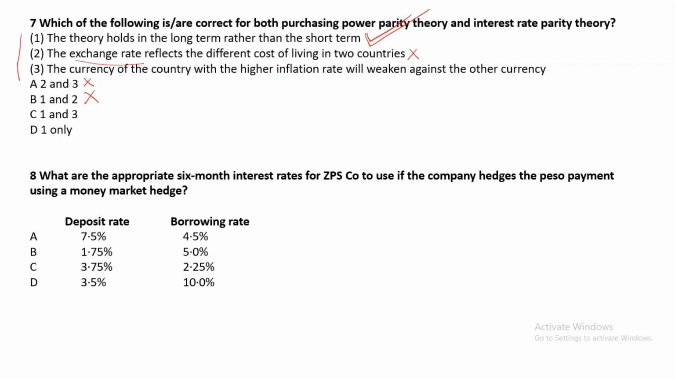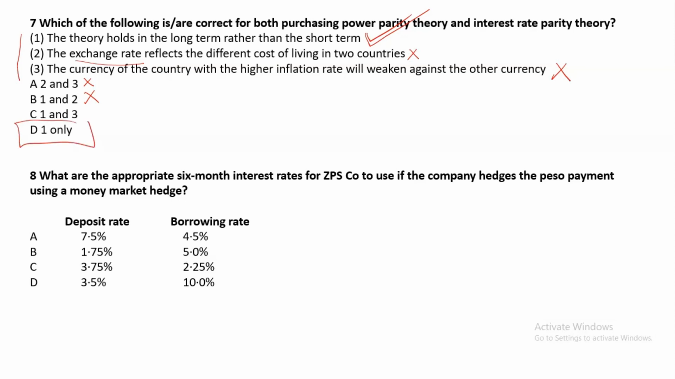So let's read item three. The currency of the country with the higher inflation rate will weaken against the other currency. Does this apply to both the purchasing power parity and the interest rate parity theory? Obviously, it is affecting the purchasing power parity only. So in that regard, it is false. So the only answer there was D, one only.